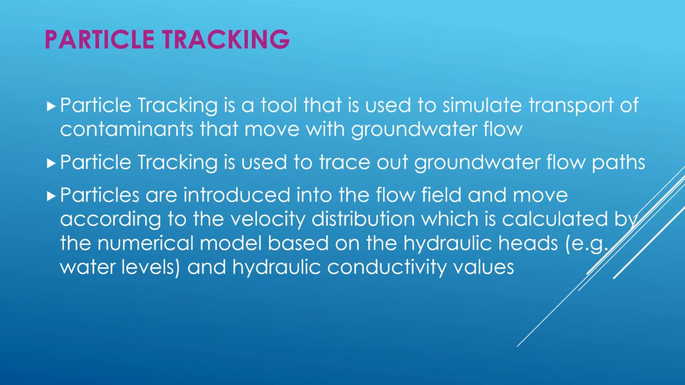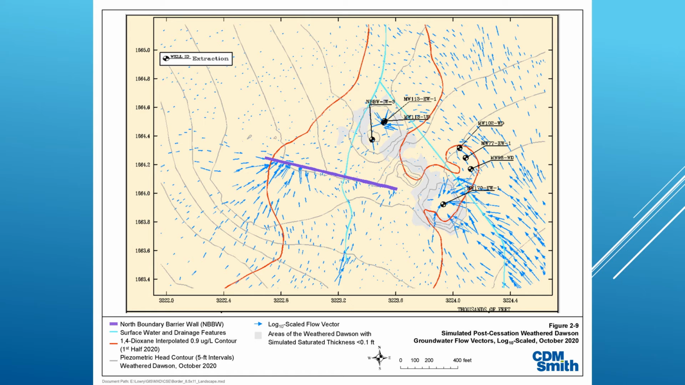We also used other methods, such as flow vectors, to evaluate directions of groundwater flow and chemical transport, but this presentation will focus on particle tracking. This slide was included in the prior video presentation made to the CAG on the results of the North Boundary Barrier Wall Containment System evaluation. It shows the velocity vectors for the alluvium and weathered Dawson formation after cessation of injection of potable water.